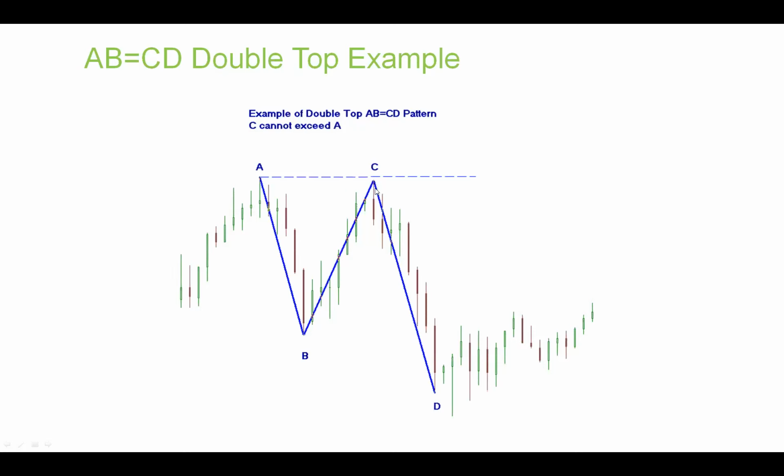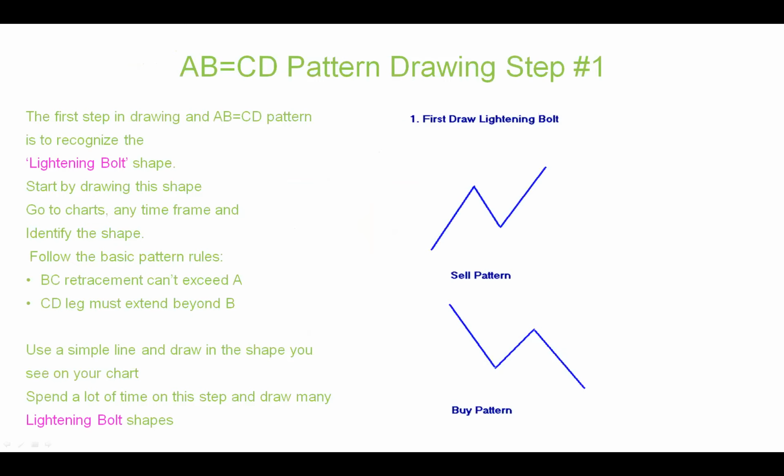So this is an example of a double top. And even though it was very close on this particular pattern, that C did not exceed it. And so it is still a valid ABCD pattern. So this is just a step one. I think we just went over that.